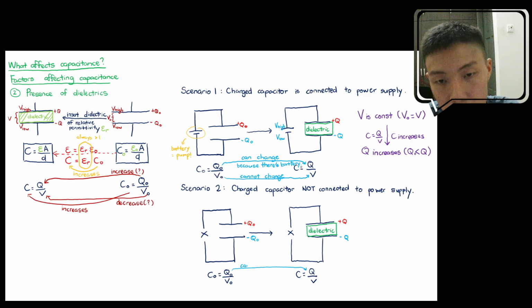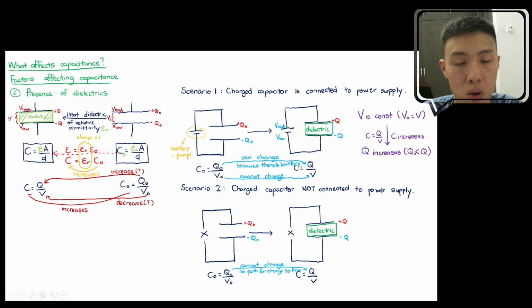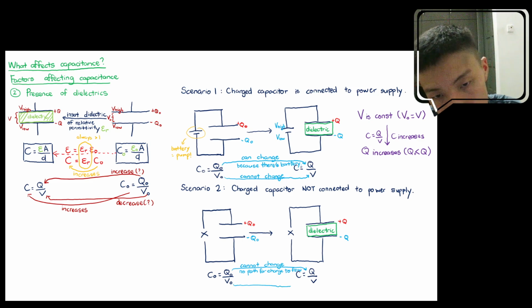Okay, Q cannot change. Why can it not change? It's because there is no path for charge to flow. Okay, now how about the voltage? How about the potential difference? Can the potential difference change or not?